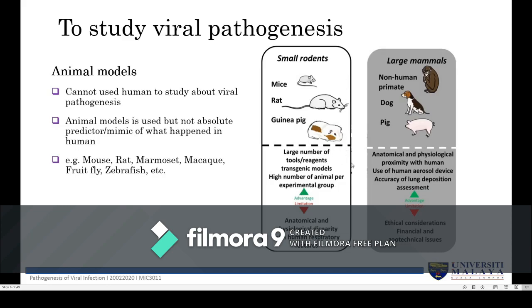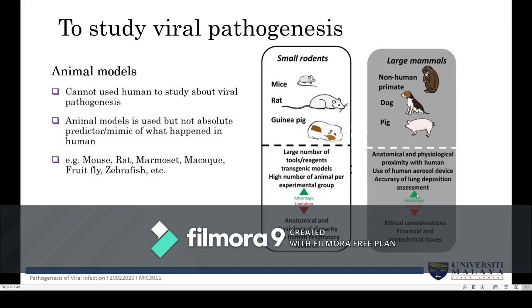For small rodents, there are a large number of transgenic models available that you can buy online. You can also have a high number of animals per experimental group, because it's probably cheaper and easier to manage. But the limitation is that the anatomy and physiology are quite far from the human. For the large mammals, the advantage is that the anatomy and physiology are much closer to human features.